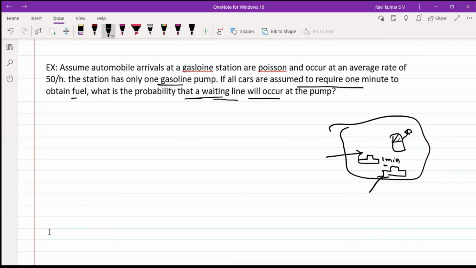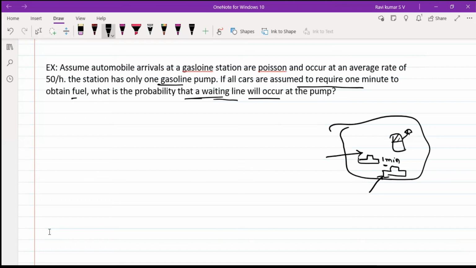Because we have only one pump in the pump station, and each car is taking 1 minute, and the average rate of occurrence is 50 per hour, what is the chance of getting a line? Generally, if you have multiple vehicles during 1 minute of time, you are going to have queue formation, a waiting line at the pump station.